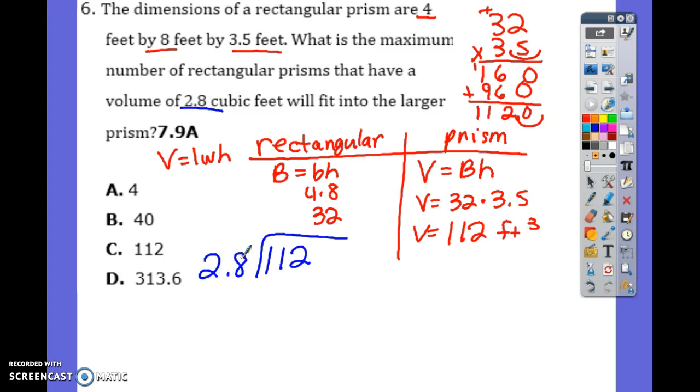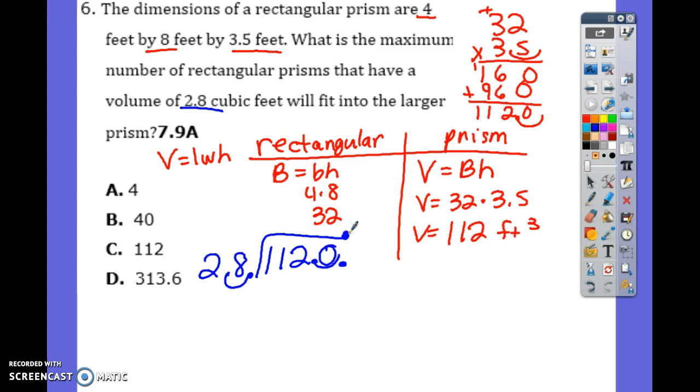Remember, when you divide, your divisor cannot be a decimal, so you need to move your decimal over one place to the right, so you're multiplying by 10. Whatever you do to the divisor, you must do to the dividend, so you need to move your decimal one place to the right, and then make sure that you put your decimal into your answer.